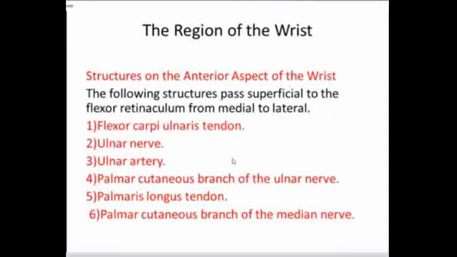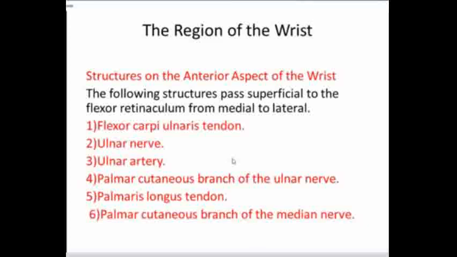Because the region of the wrist represents an area for the passage of the important tendons of the muscles of the forearm, whether anterior group or posterior group, to the hand, and the main arteries from the forearm as they pass to the hand, and the main nerve supply of the hand also, they pass from the forearm through the region of the wrist to reach the hand. So this is an important area, and for this it carries an important anatomical view.